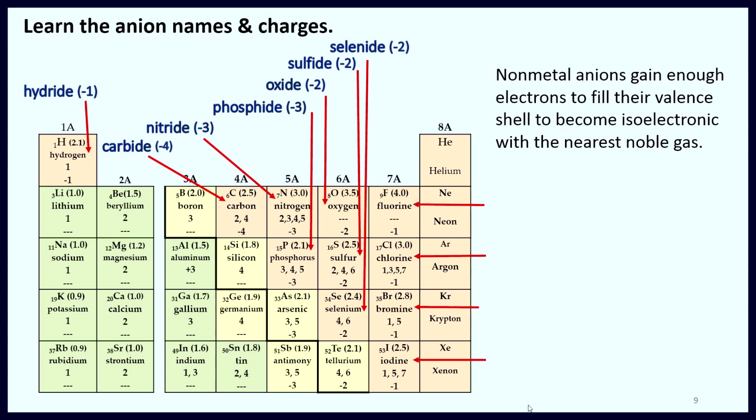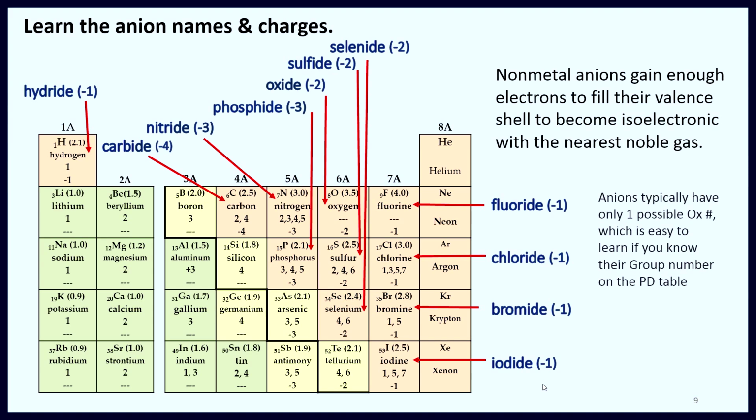The group 7A elements, when they become anions: fluorine becomes fluoride, and would need only 1 electron, 1 negative charge, to become isoelectronic with the nearest noble gas. Chlorine is chloride, -1. Bromine becomes bromide, -1. Iodine becomes iodide. So anions typically have only 1 possible oxidation number, and it's easy to learn if you know their group number on the periodic table.